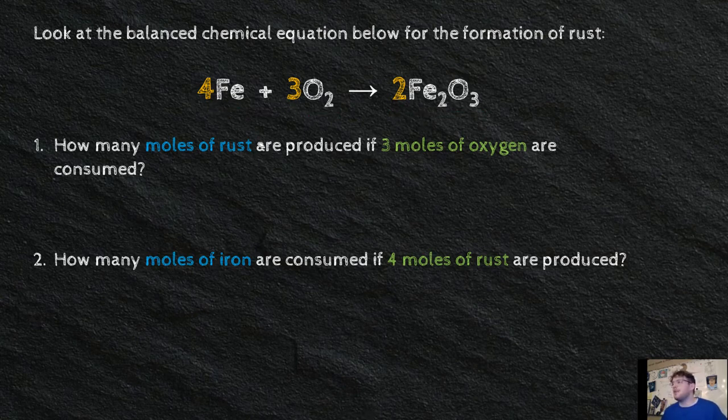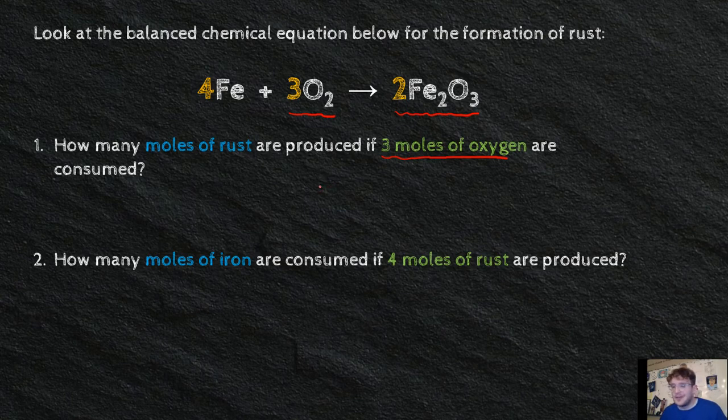It says how many moles of rust are produced if 3 moles of oxygen are consumed. Now, we could use the flow chart. We could do a bunch of math with this, but I want us to think about number 1 and number 2 conceptually real quick, all right? What's it asking us? How many moles of rust, okay, so we're trying to figure out how many moles of this thing, rust, are produced if 3 moles of oxygen are consumed.